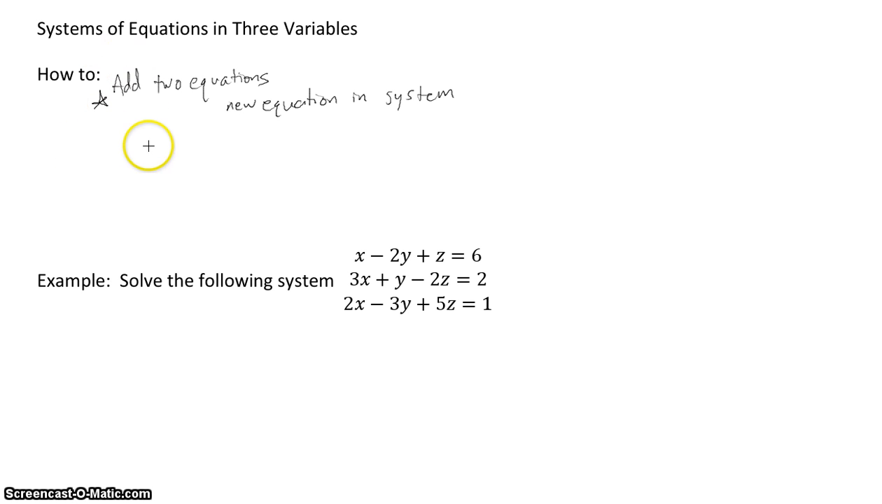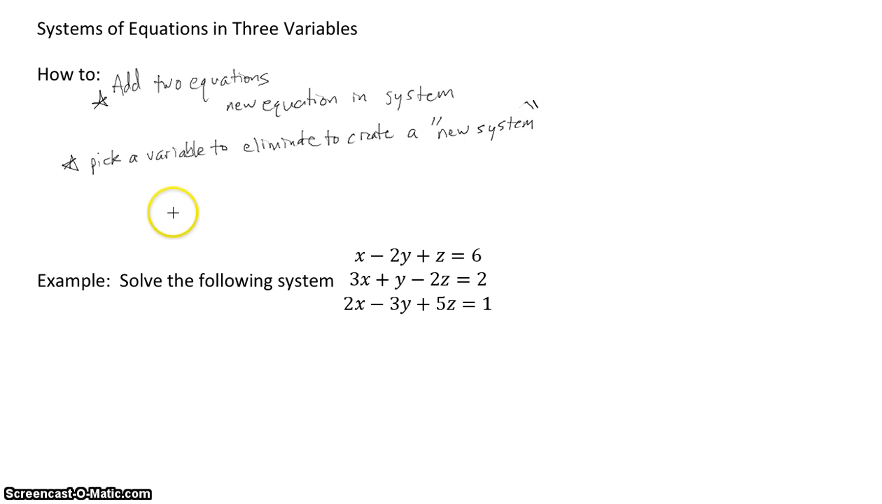The idea for this is that we have three variables, and it's going to be a whole lot more difficult just because it looks like a whole big mess. So what we need to do is pick a variable to eliminate, to create a new system. It's still technically within the system, but we're going to create a new system with just two variables.